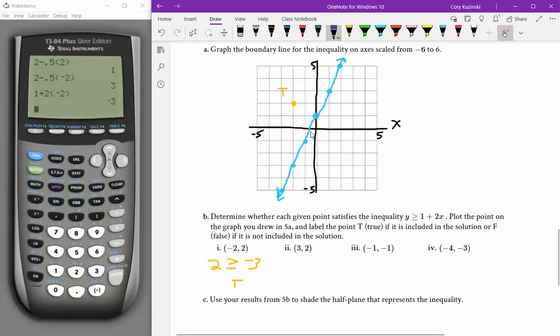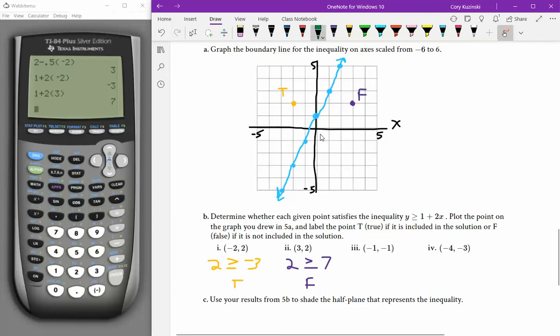All right, 3, 2. 1, 2, 3, 2. I'm thinking this is going to be false because it's on the other side, and the left side was true. So let's see. 2 in for y. Is that greater than or equal to 1 plus 2 times our x value, which is 3? That gives us 7. Is 2 greater than or equal to 7? No, that's a false statement.